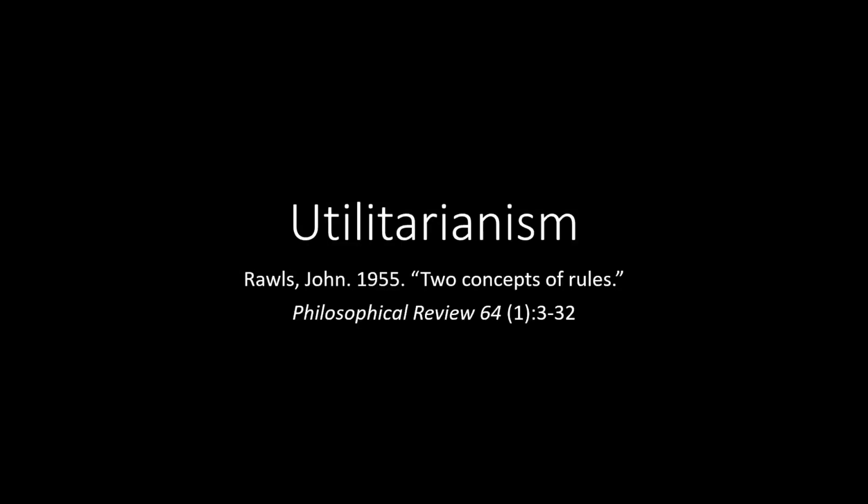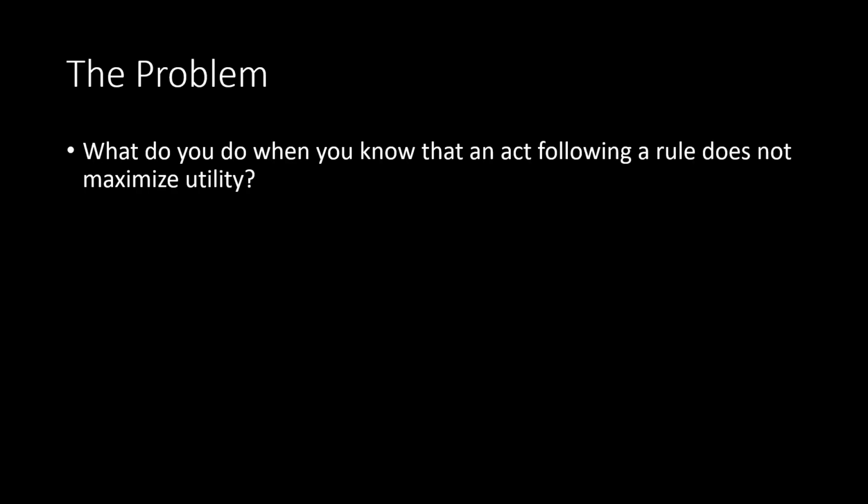In his defense of utilitarianism, John Stuart Mill made a claim that created something of a problem for utilitarianism. It's a problem that John Rawls, in his article, Two Concepts of Rules, helped to solve. The problem can be asked in the form of a question. What do you do when rules adopted to maximize utility command an action that certainly will not maximize utility?